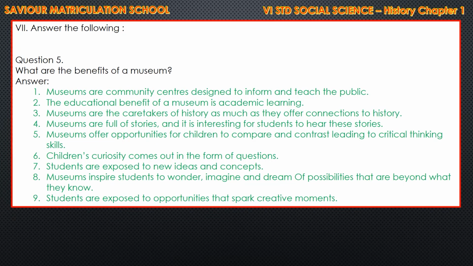Fifth question. What are the benefits of a museum? This is the detailed answer, children. Understand? Okay, listen carefully. Repeat it to me. Okay, answer. First point by point you have to write. You should not write as a paragraph. First point, second point, like that you have to write.